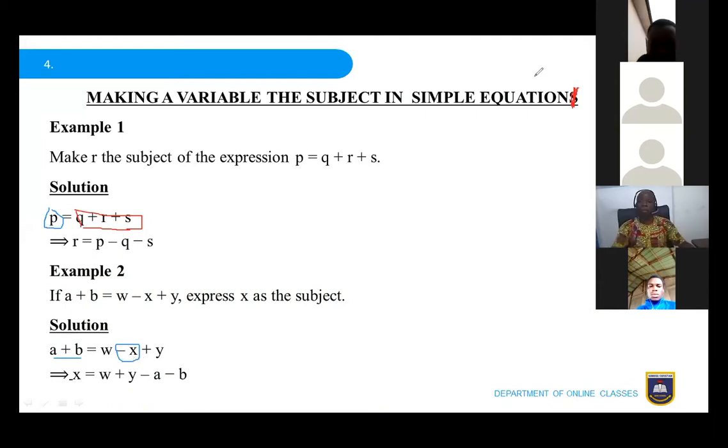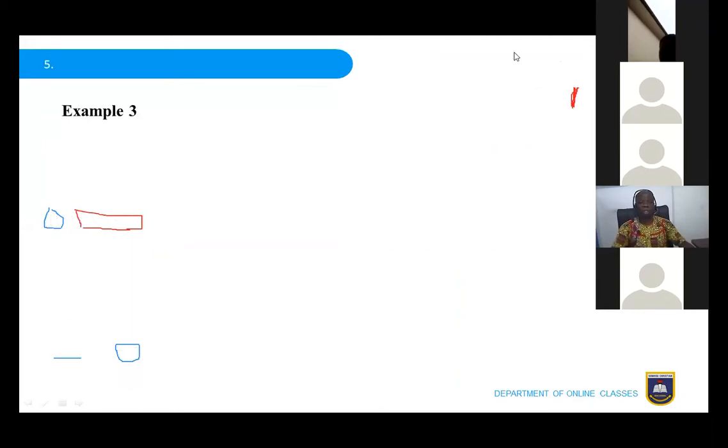Okay, okay. Good. Jasper, do you understand? Yes, sir. Okay. Let's pick another equation or example. Example number three.